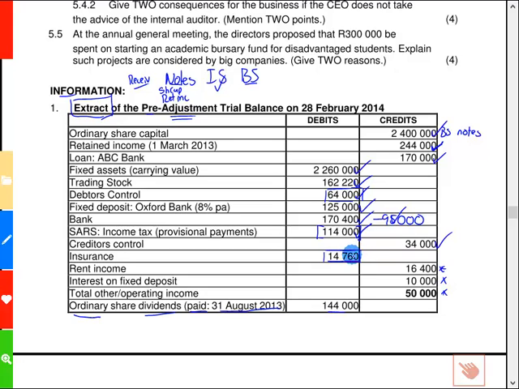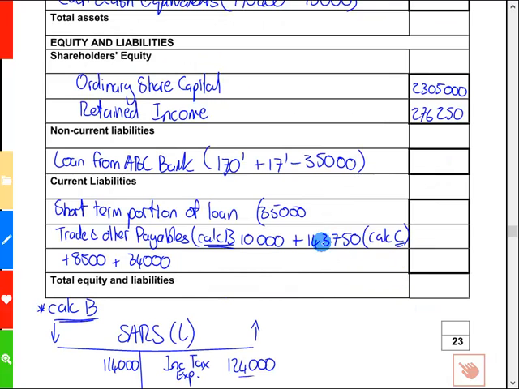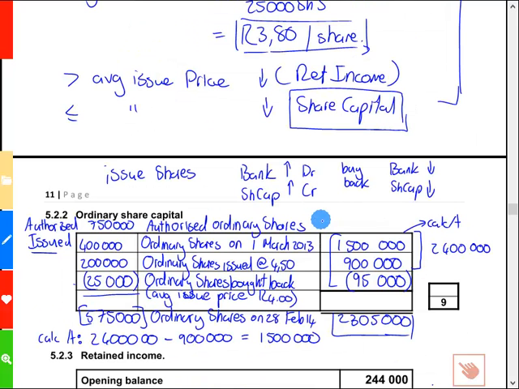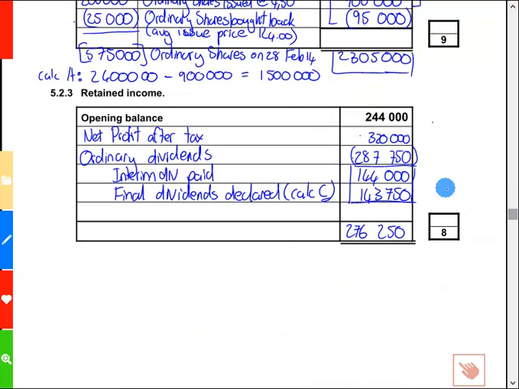Insurance, we've dealt with that already. It was part of the income statement. Rent income was part of the income statement. Interest on fixed deposit was part of the income statement. We've dealt with that. Total other operating income statement. Ordinary dividends was part of the retained income note. All of these incomes and expenses will eventually be closed off and included with my net profit in the retained income figure, which we have done already. Here they are in my retained income, net profit, and the dividends.